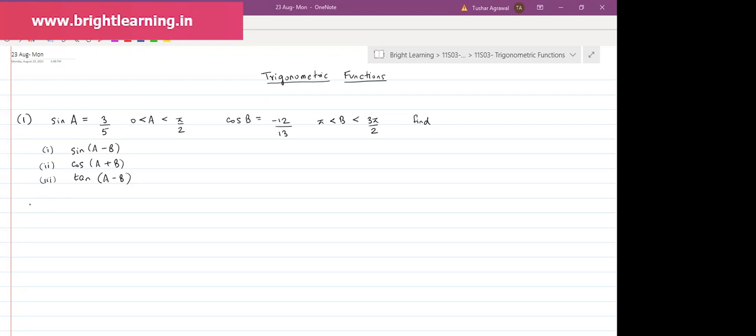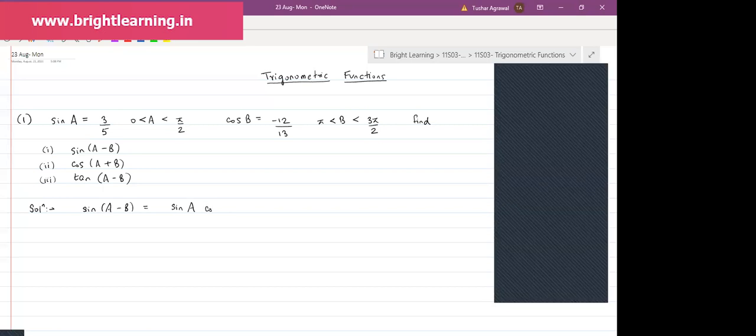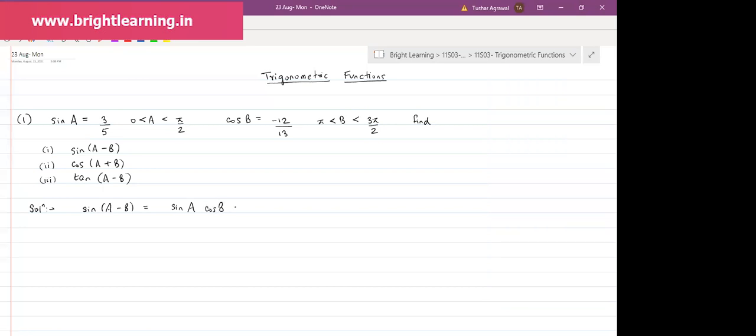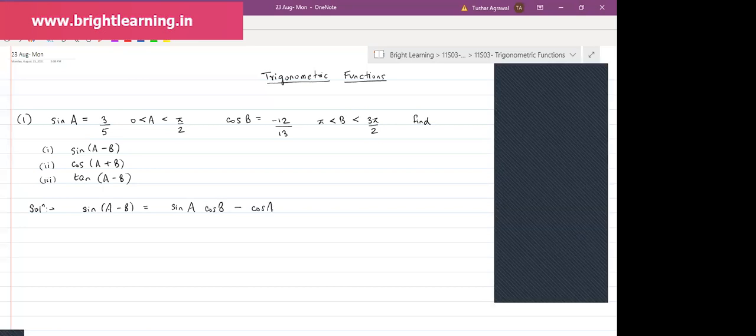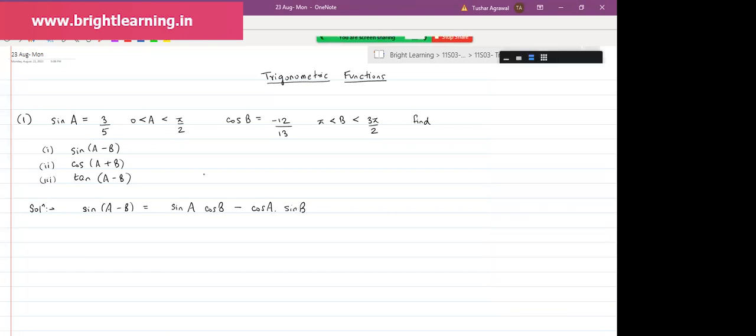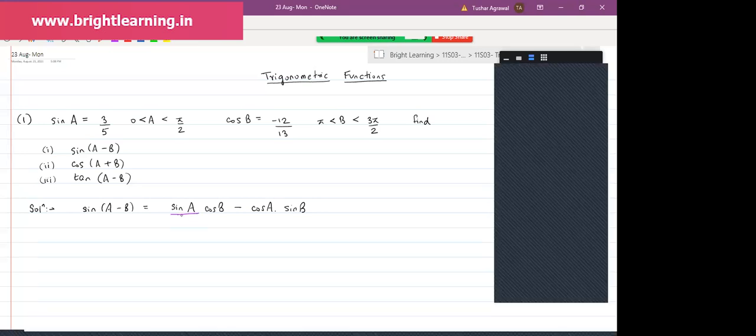What is the first thing he's asking me to calculate? Sine of A minus B. Do I have a formula for sine of A minus B? Yes. We know the formula for sine of A minus B is sine A cos B minus cos A sine B. Now concentrate on only these values, sine A and cos A.